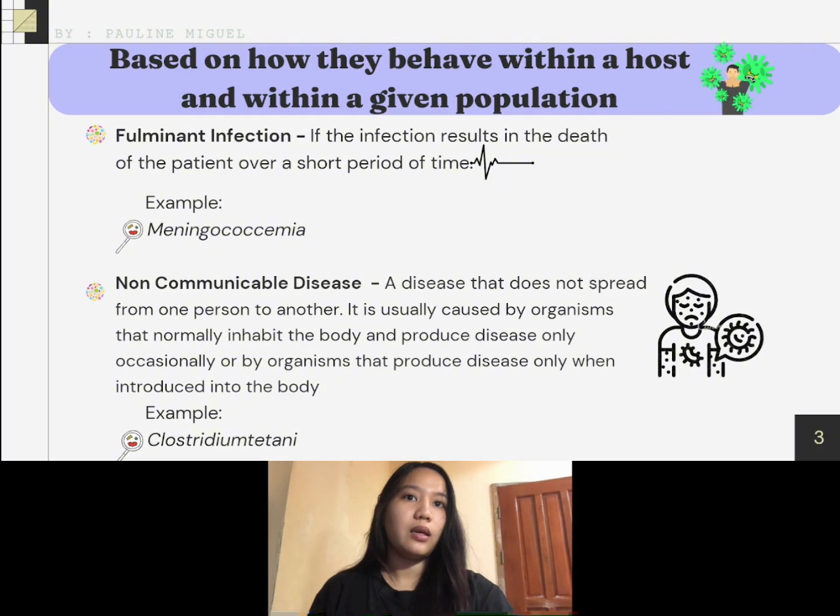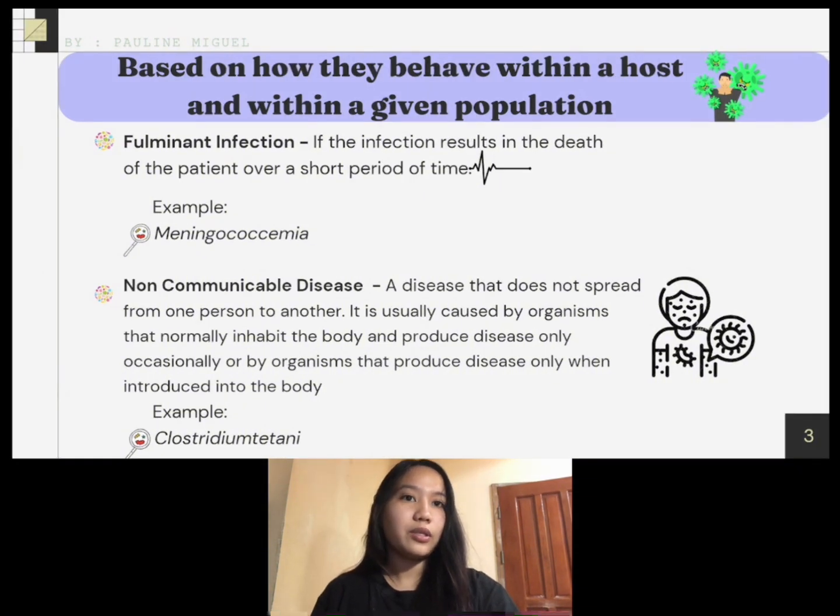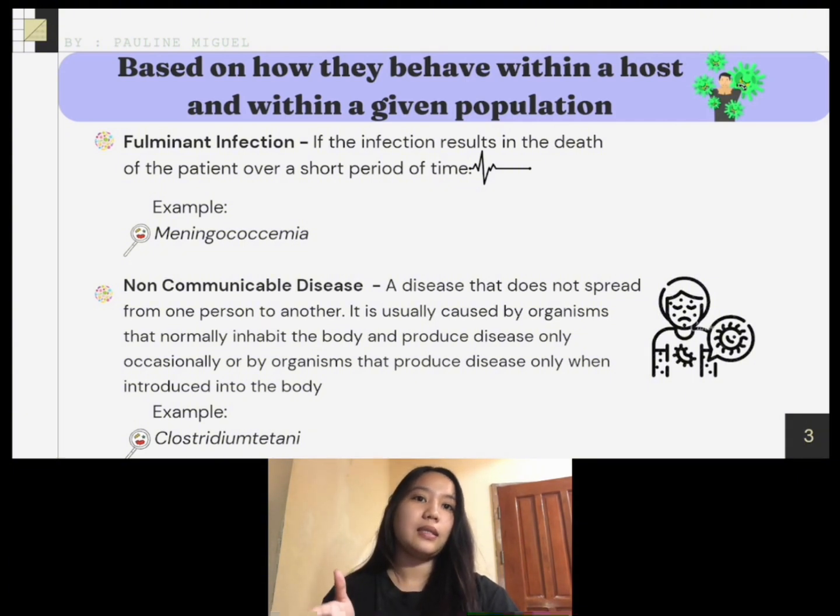And lastly, infectious diseases are also classified as a non-communicable disease. Of course, if we have a communicable disease, we also have a non-communicable disease. So, ito lang naman is yung kabaliktaran siya ng communicable disease. So, when we say non-communicable disease, it is a disease that does not spread from one person to another. It usually goes by organisms that produce disease only when introduced into the body.